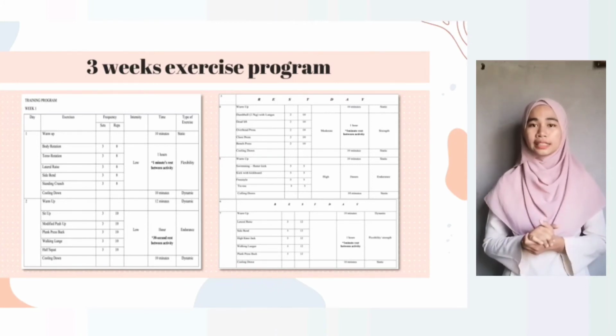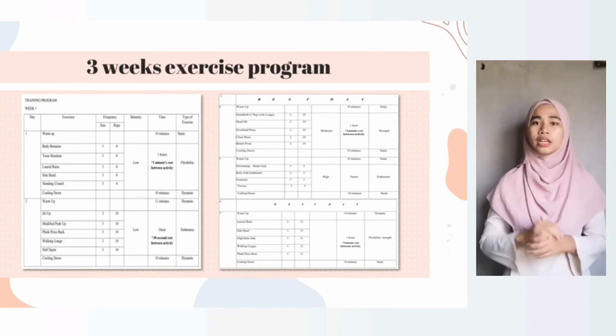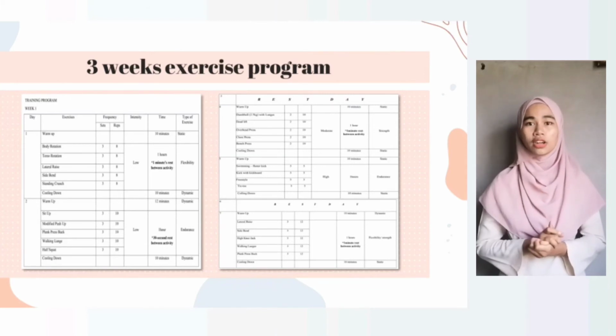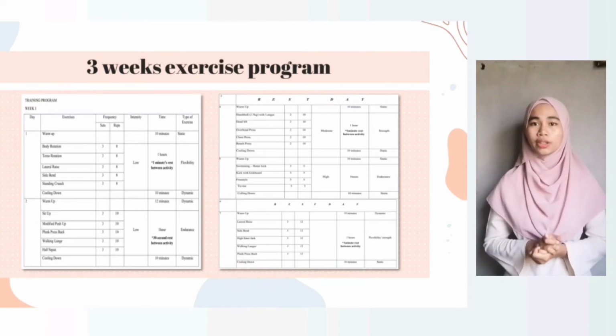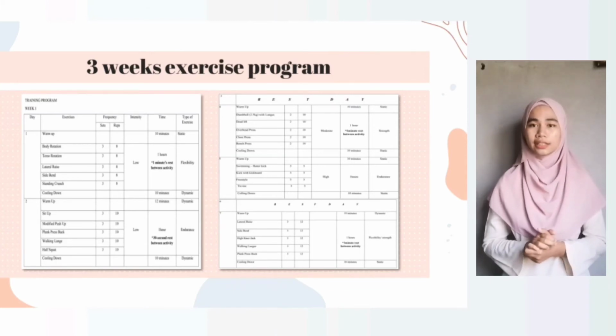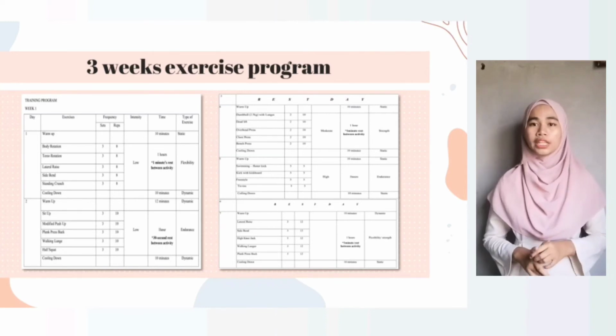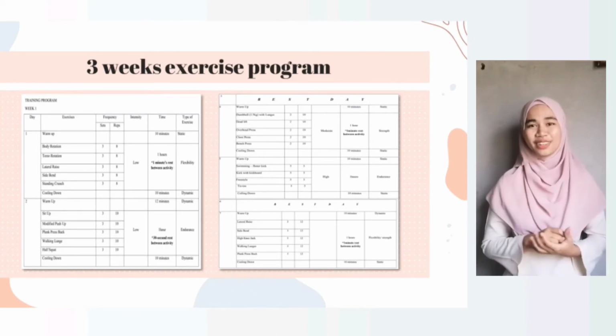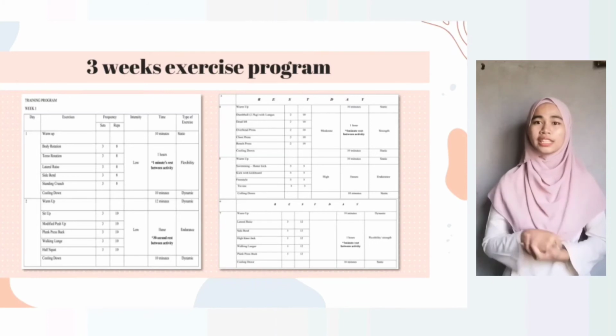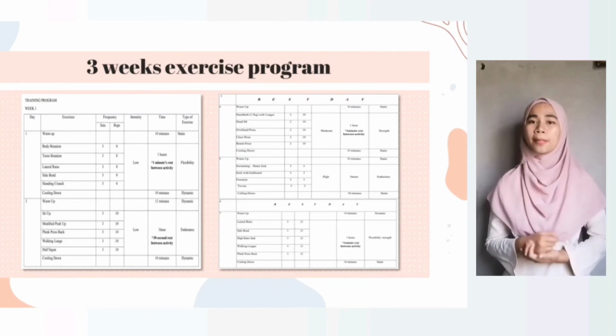We do 3 sets, 8 repetitions in low intensity. The duration for all exercises is 1 hour, with 1 minute rest per activity. We continue with the last session, which is cooling down for 10 minutes.